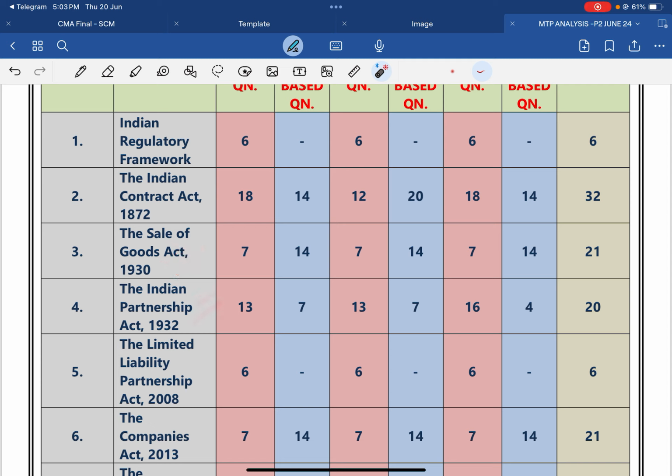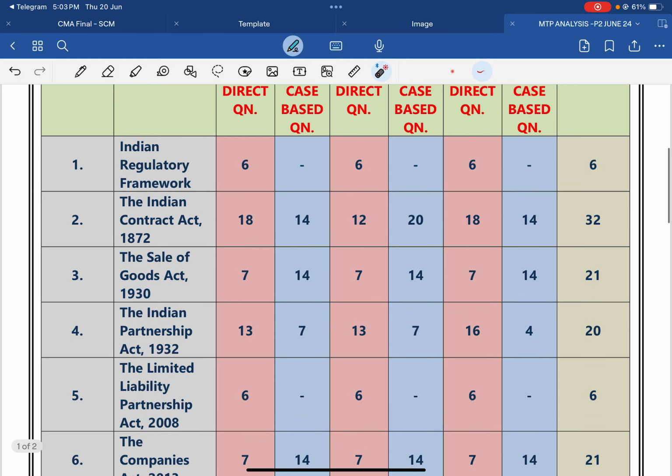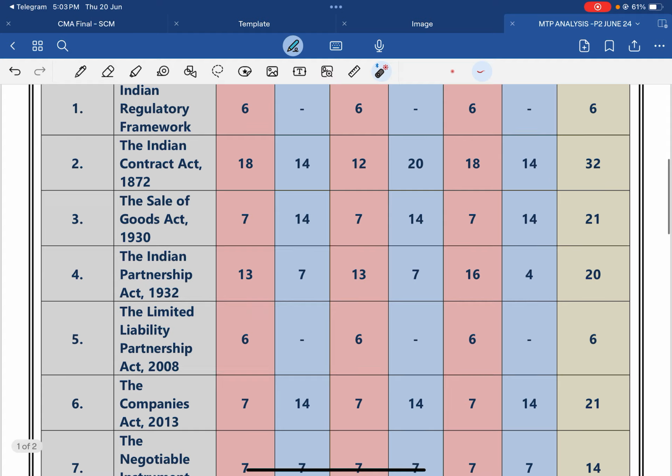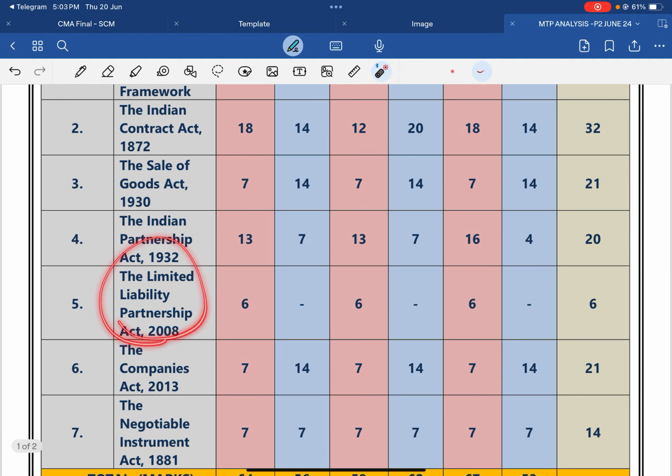Okay, then come to Indian Partnership. You are only having 3 units. You will get on an average 20 marks. They are short questions, and that too they are asking majorly in the direct question area. The case based is very much lesser in Indian Partnership Act. Then come to Limited Liability Partnership, LLP. In LLP they are asking only direct questions, no case based question.